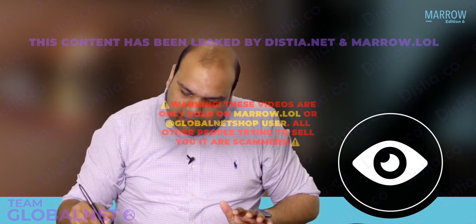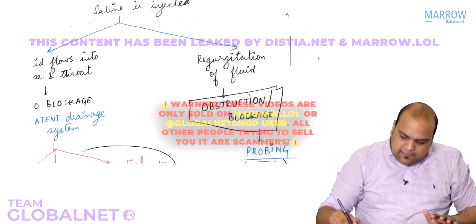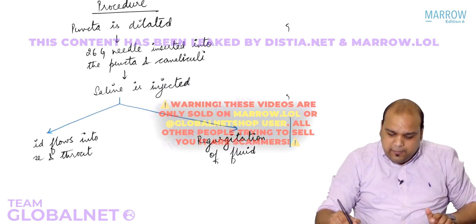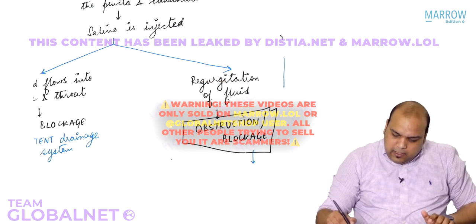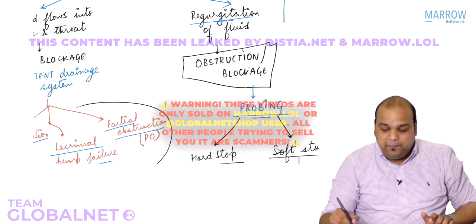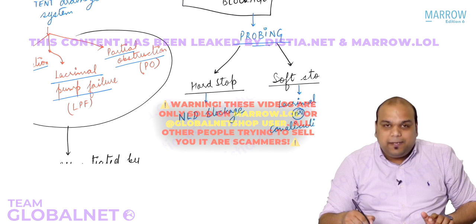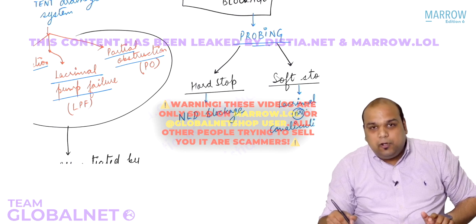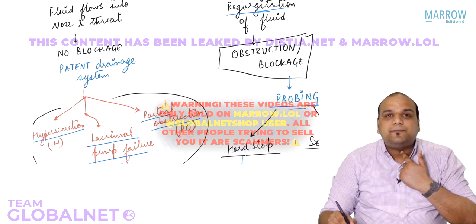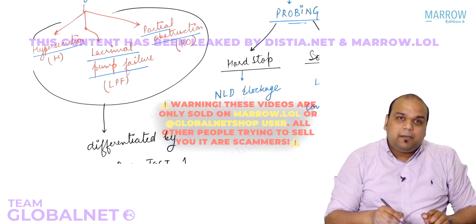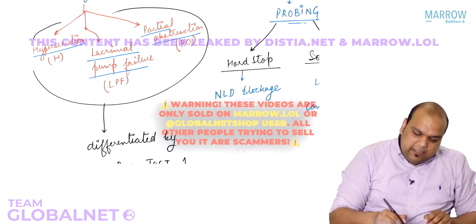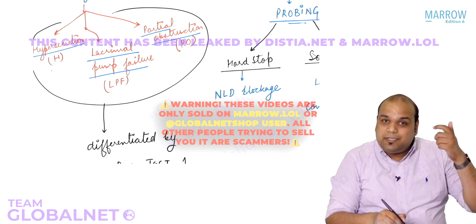Let's just see it again, everybody, from the top. It will be very easy. First of all, what we are doing, everybody, we are trying to push in the fluid. If the fluid does not go into the throat, if it regurgitates, there is obstruction. If there is obstruction, hard stop NLD blockage, soft stop lacrimal or canalicular blockage. But if the patient has fluid in the throat, it can either be hypersecretion, lacrimal pump failure, or partial obstruction.